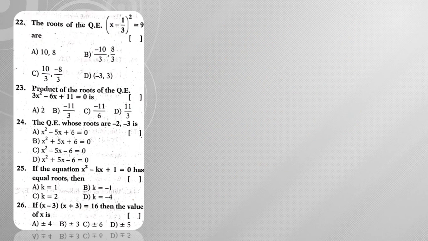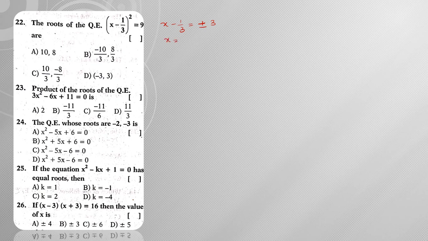Next, moving on to question number 22. (x minus 1 by 3) whole square is equal to 9. You need to find out the roots. Now instead of doing expansion we can simply do like this. (x minus 1 by 3) whole square is equal to 9. That square, when I transpose, it becomes x minus 1 by 3 is equal to plus or minus root 9, which is nothing but plus or minus 3.